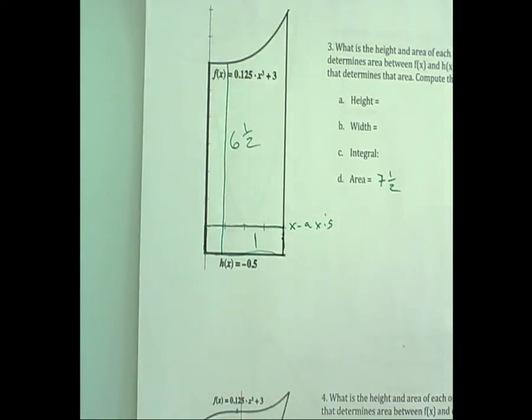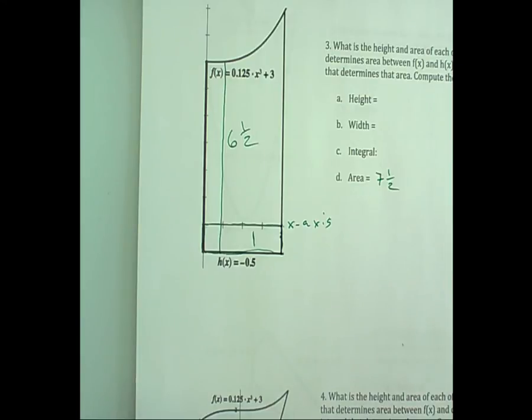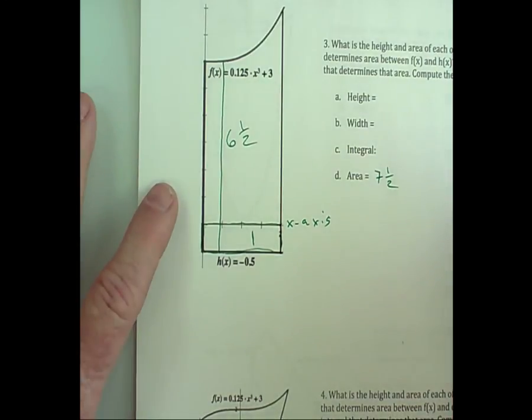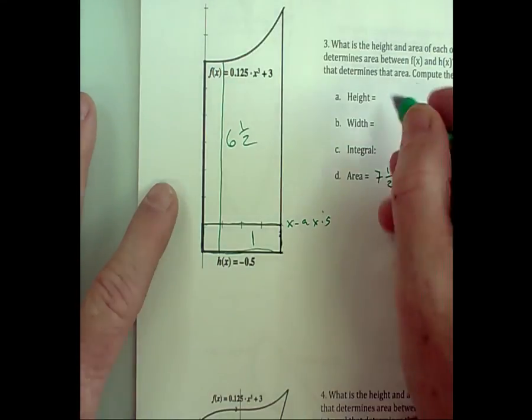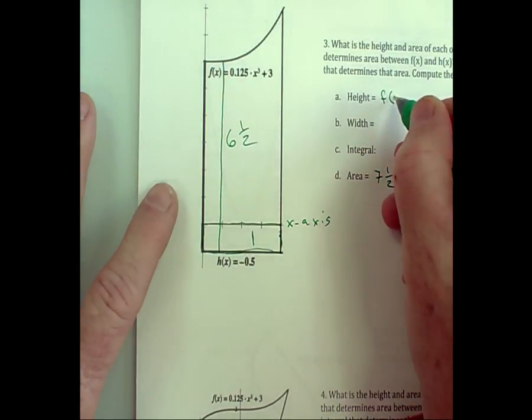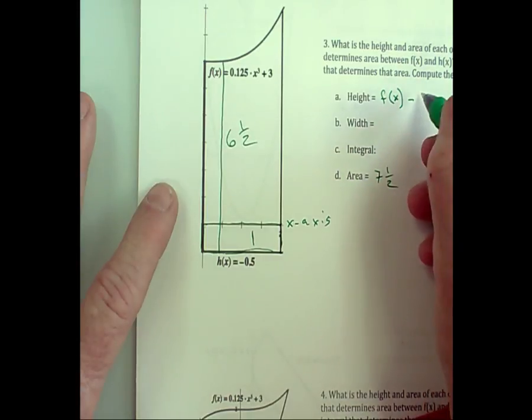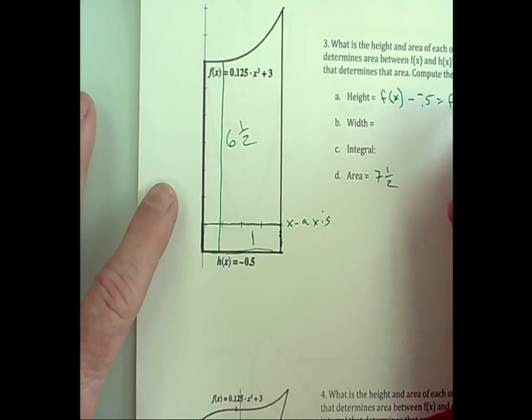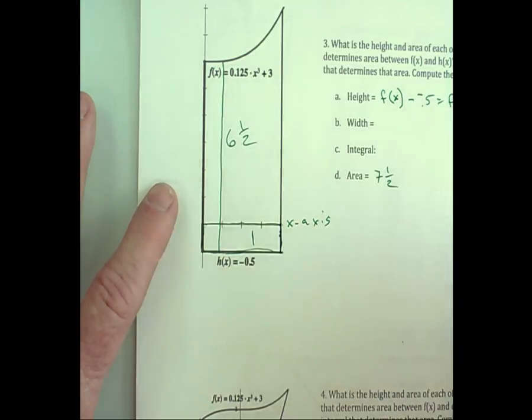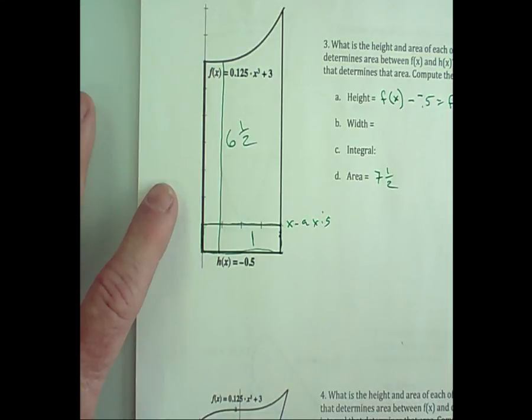So this now is my rectangle, isn't it? It's still skinny. What's my height? Okay, in fact, I'm going to do this. I'm going to write f of x minus a negative 0.5, which is the same as f of x plus 0.5. Correct? Because subtracting a negative is equal to adding 0.5.